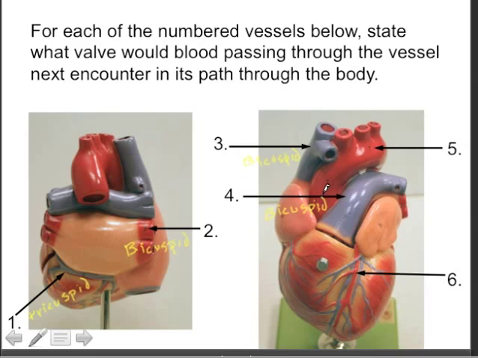Number 5, aorta. Aorta sends blood to the body, where the oxygen and nutrients then get used by the body's cells. It then returns to the heart through the superior and inferior vena cava, and as a result, the next valve it's going to see as it passes from the right atrium into the right ventricle is the bicuspid again.